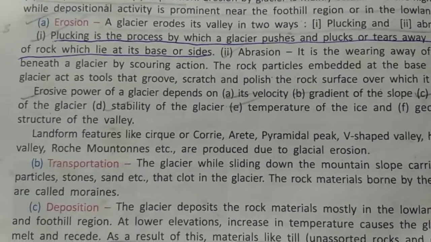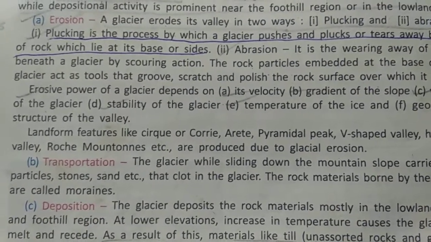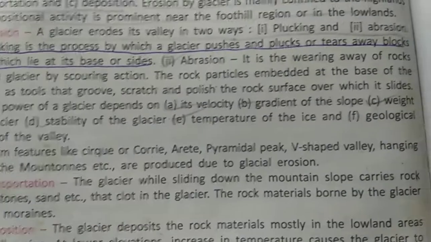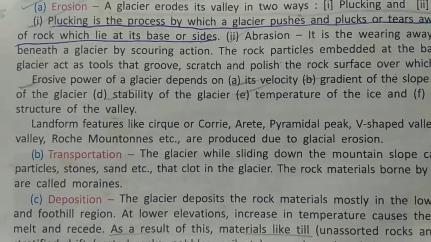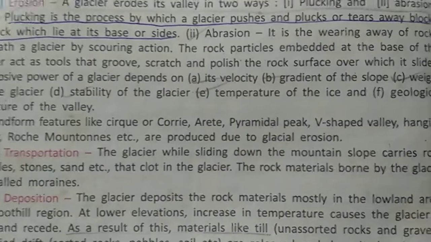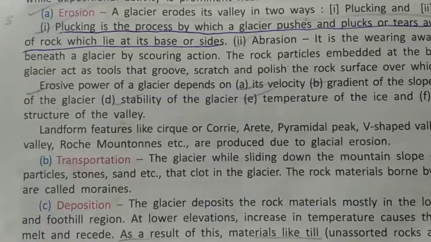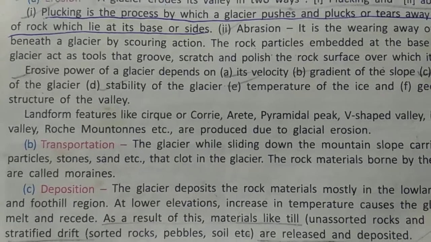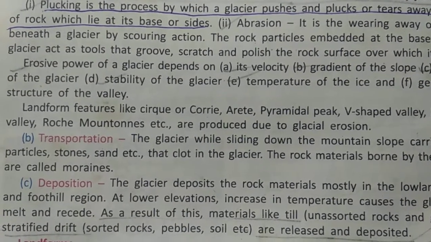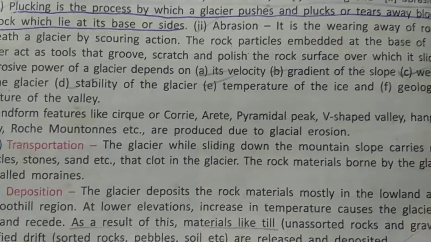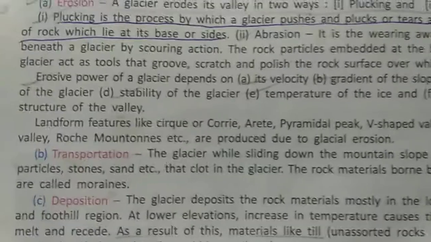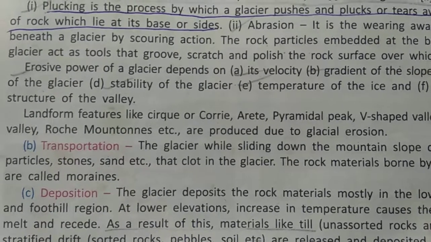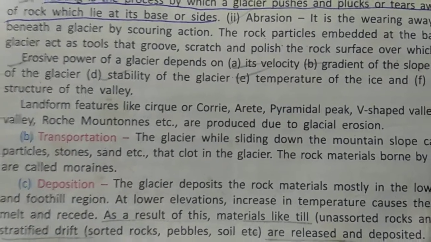which it slides. The erosive power of a glacier depends on the velocity, gradient of the slope, weight of the glacier, stability of the glacier, temperature of the ice, and the geological structure of the valley. Landforms like cirque, pyramid peak, V-shaped valley, hanging valley, etc. are produced due to this glacial erosion.